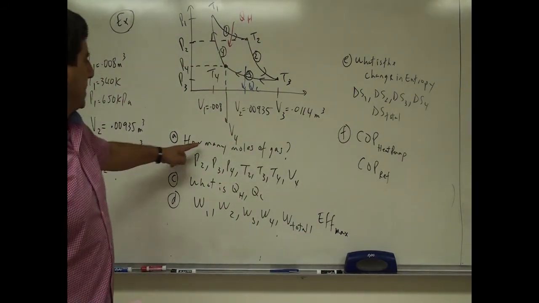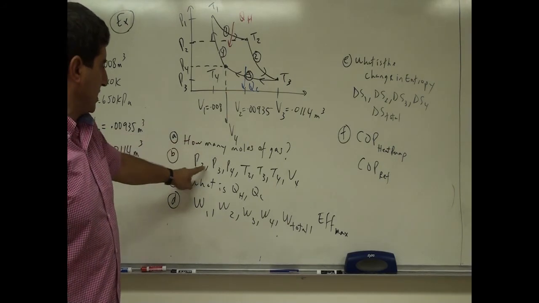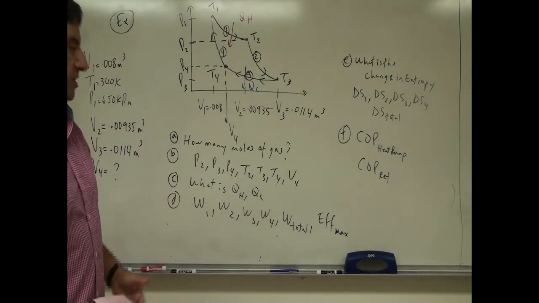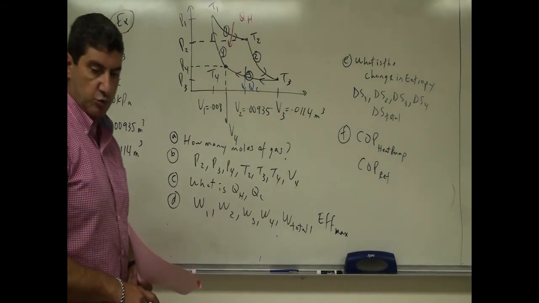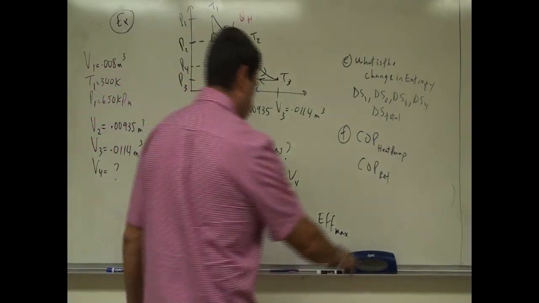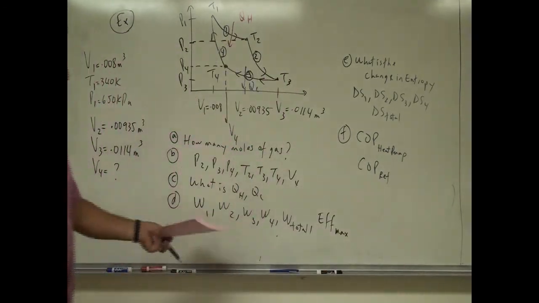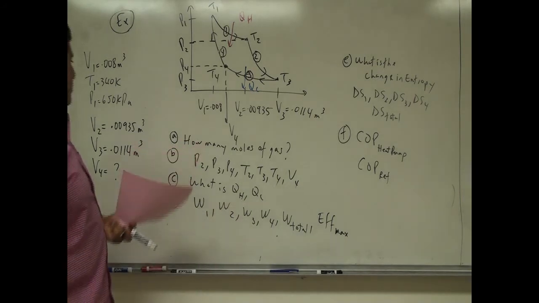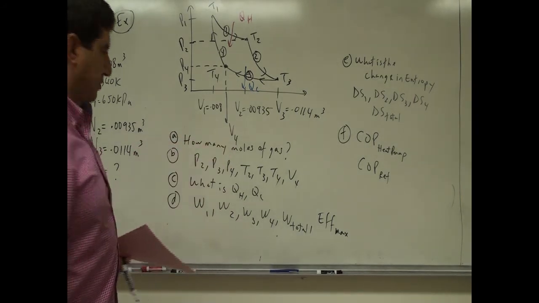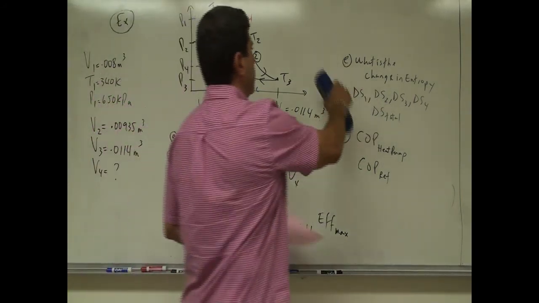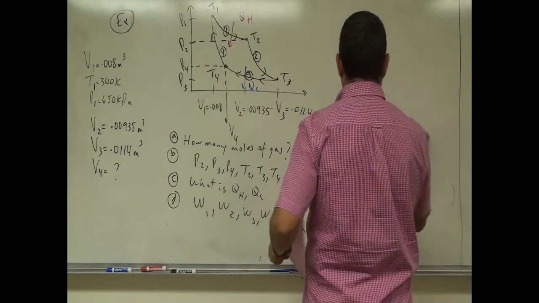So it all begins by calculating the number of moles and then the pressures, and then we can begin with the QH, Q cold, and then the work and all of that other stuff. Okay, so once you write that down, we can erase that, and then we can begin actually performing the calculations. Okay, so let's erase this portion.